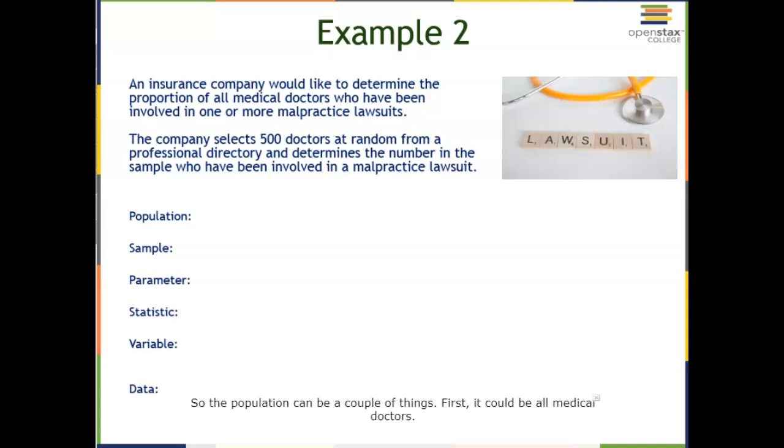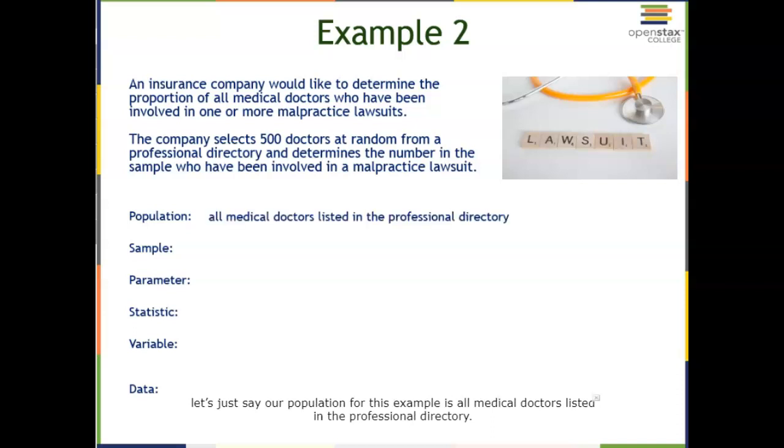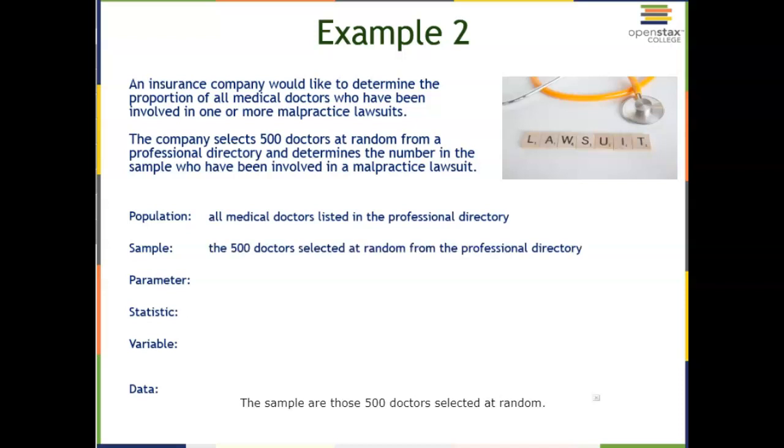So the population can be a couple of things. First, it could be all medical doctors. But because we're picking our doctors at random from a professional directory, let's just say our population for this example is all medical doctors listed in the professional directory. The sample are those 500 doctors selected at random.